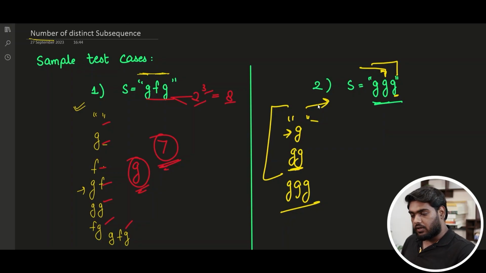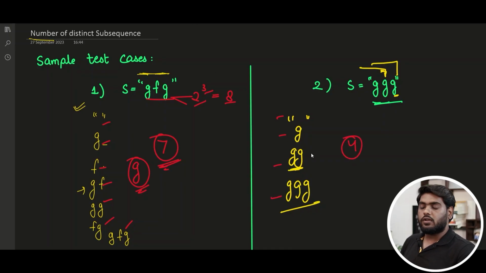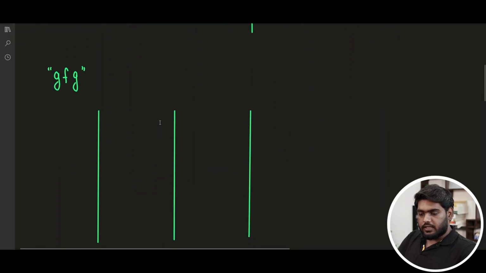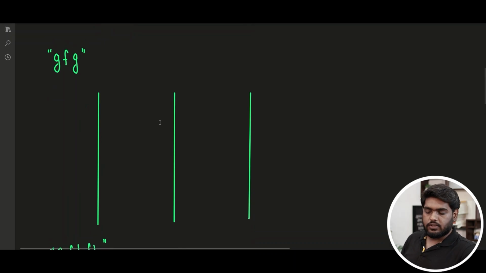So for this particular string, how many distinct subsequences do we have? We have 1, 2, 3, and 4. So the answer for this one will be 4. Okay. Now let's try to understand an approach that we can use for this. Okay. So let's consider this string and try to solve it in more depth.